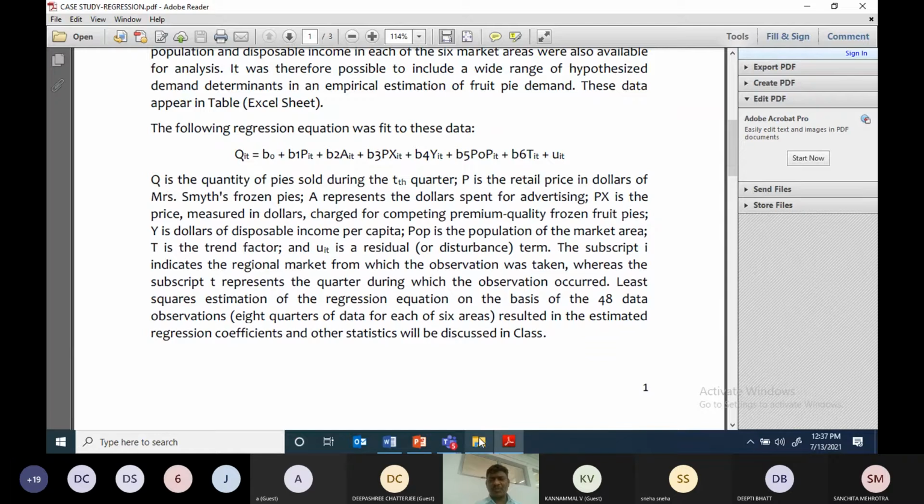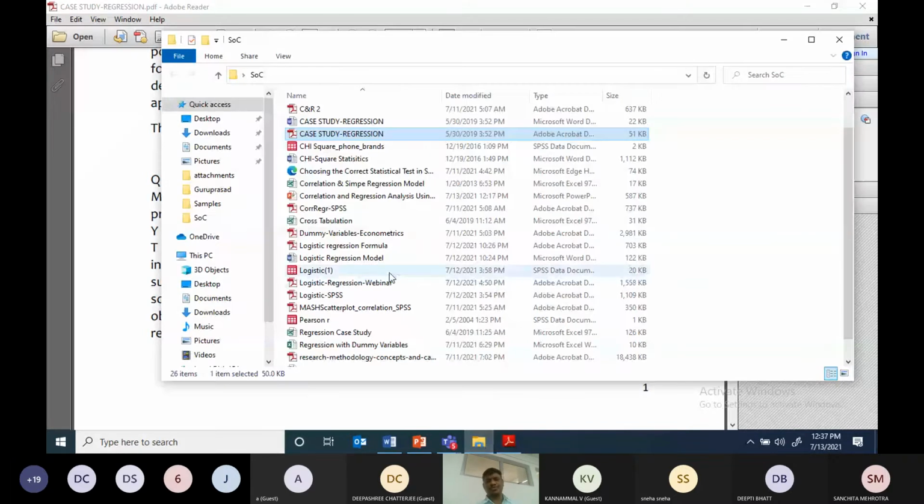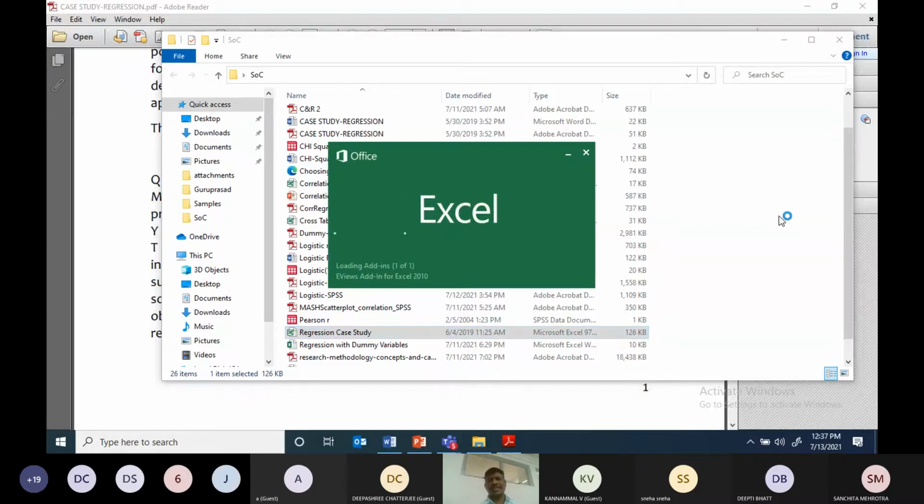What is the first step? What do you have to do? We'll start with the simple regression model, then go for the multiple regression model. Just see here: a regression case study.